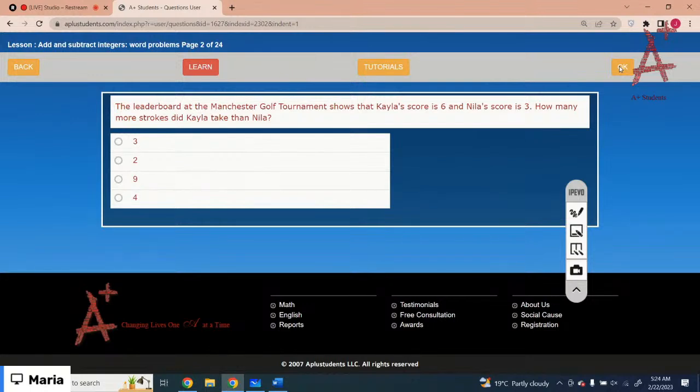So 6 minus 3 is 3. You have to subtract. How many more strokes did Kayla take than Neela? You have to subtract Neela's score from Kayla's. 6 take away 3 is 3. So the correct option is 3.